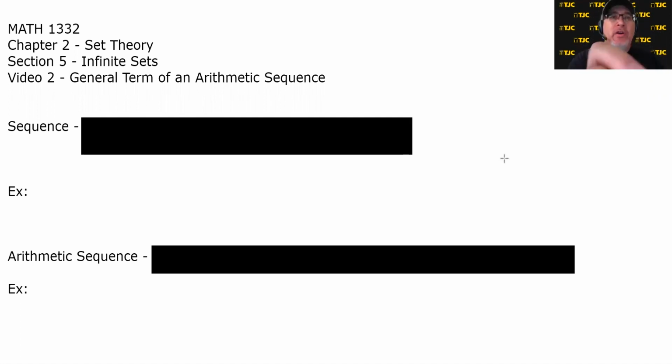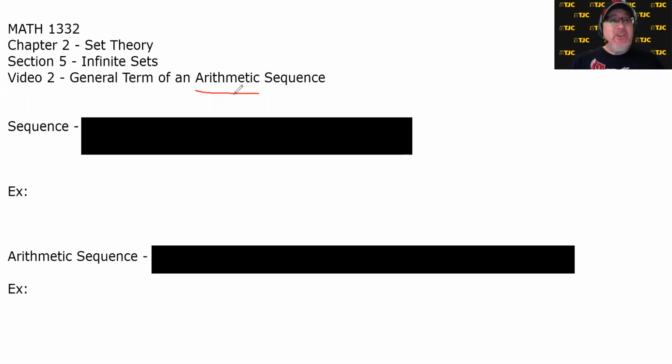By the way, the word arithmetic looks like the word arithmetic because it's spelled the same way. But when it's pronounced arithmetic, it's an adjective, in this case, an arithmetic sequence. When it's pronounced arithmetic, it's a noun, as in the subject of studying the mathematics of numbers.